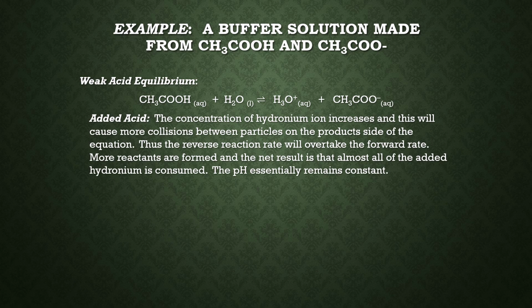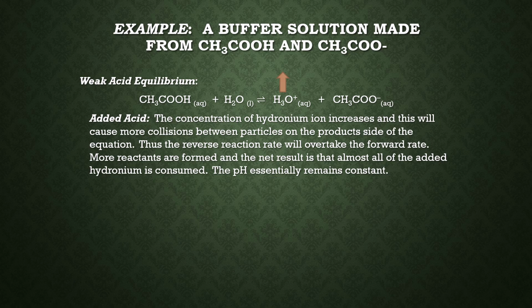So, if we add acid, the concentration of the hydronium ions increases. That's what's going up with that orange arrow. So we're thinking about our equilibrium. Acid is going up. That causes more collisions between particles on the product side of the equation. Thus, the reverse rate of reaction will overtake the forward rate, which was unchanged initially. More reactants are formed, and the net result is that almost all of the added hydronium is consumed. The pH essentially remains constant.